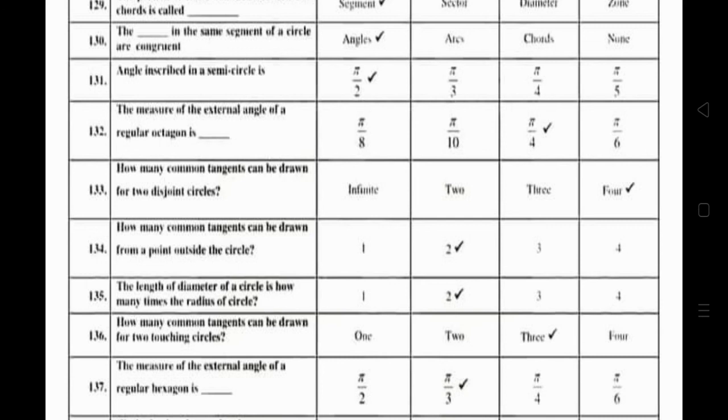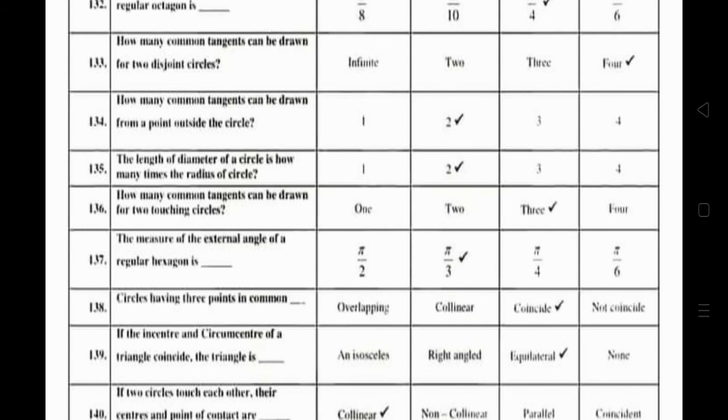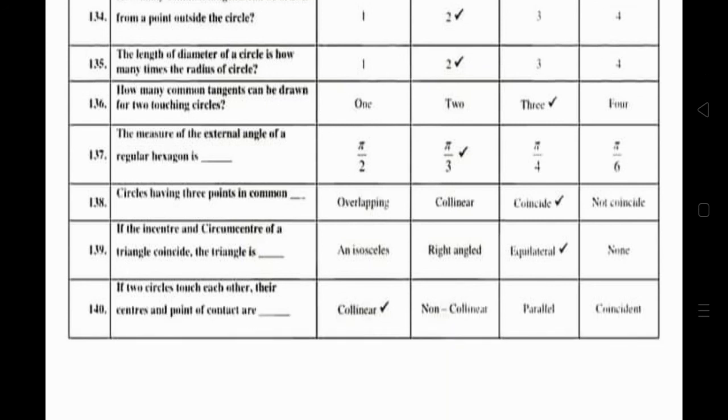3. The measure of the external angle of a regular hexagon is pi divided by 3. Circles having 3 points in common coincide. If the incenter and circumcenter of a triangle coincide, the triangle is equilateral. If two circles touch each other, their centers and point of contact are collinear.